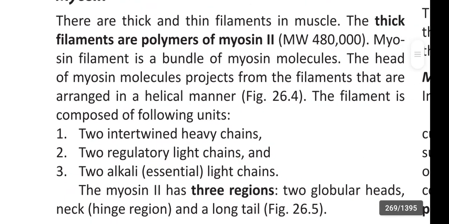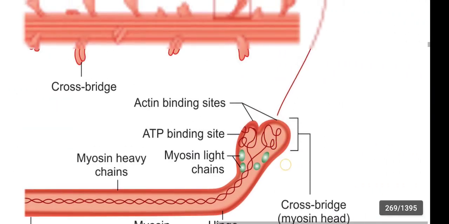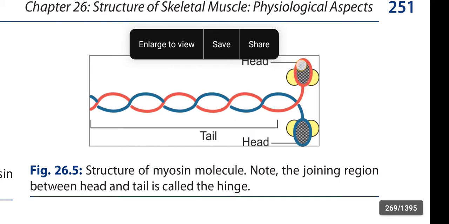the filament is composed of the following units: 2 intertwined heavy chains, 2 regulatory light chains, 2 alkali essential light chains. The myosin 2 has 3 regions: 2 globular heads, neck and long tail. This is the head region, neck region and tail region. Okay, this is the structure of the myosin molecule.